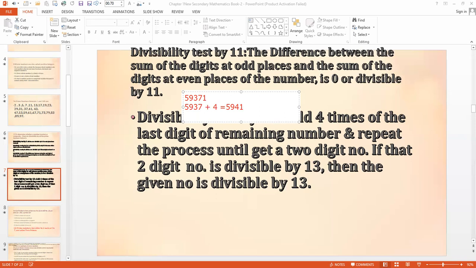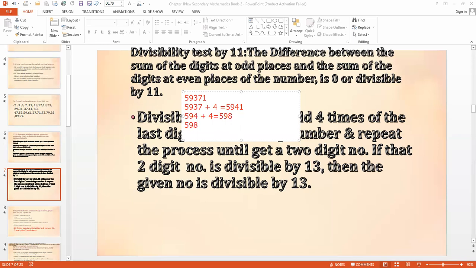Again, for this number, I have to take the number at the unit place. Which number is at the unit place of 5941? 1. Again, 1 is here. So I have to multiply it by 4 and then add it to the remaining number. So I will get 598.